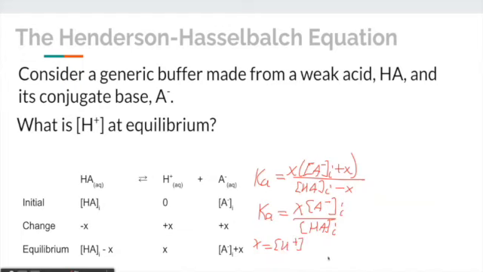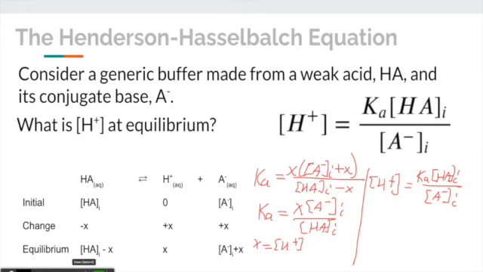So we'll solve this equation for X, and that means we're solving it for H+, and this is what we get. Concentration of H+ is equal to, I'm going to multiply both sides by initial concentration of HA, so it's Ka times concentration of HA initial, and then divide both sides by the concentration of the conjugate base, initial concentration of A-. And that is the Henderson-Hasselbalch equation, which is a valuable kind of shortcut for figuring out H+ concentration.